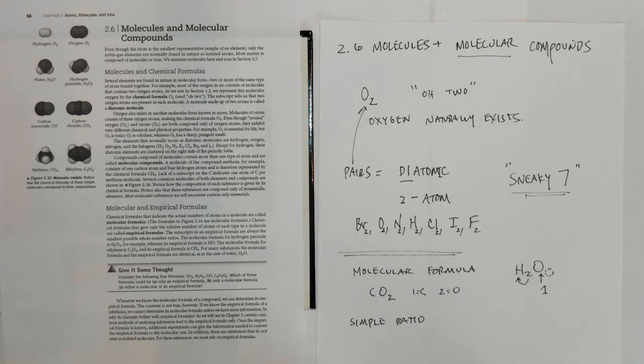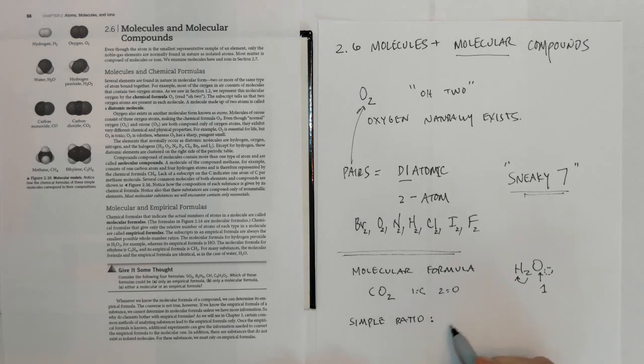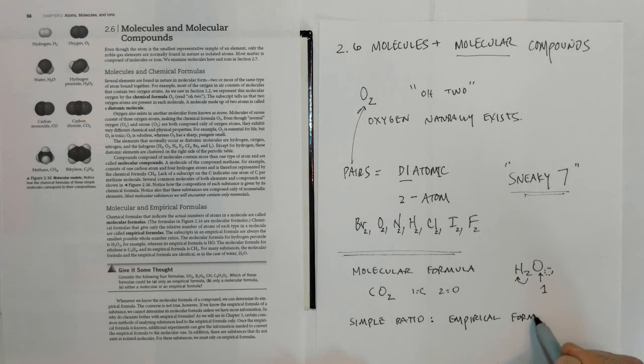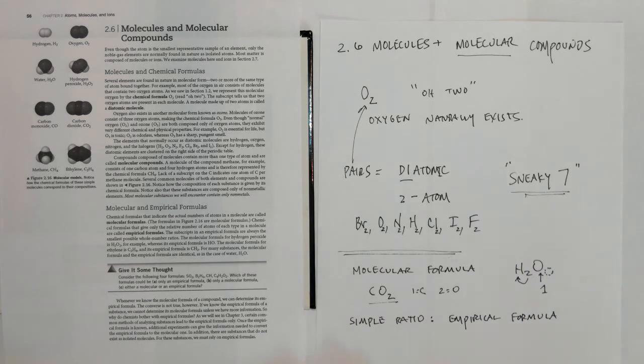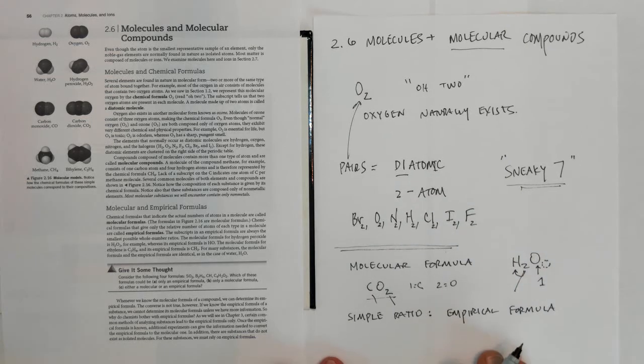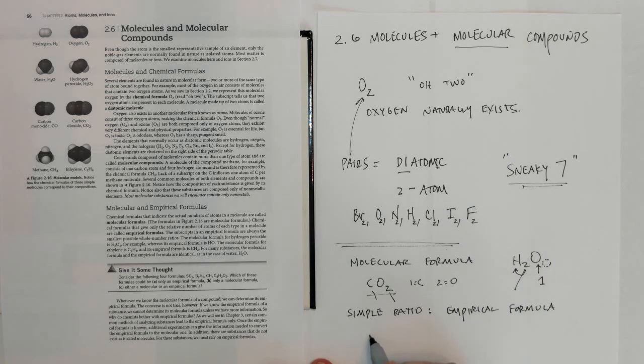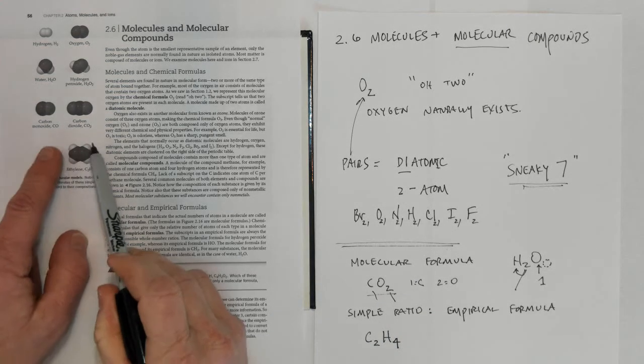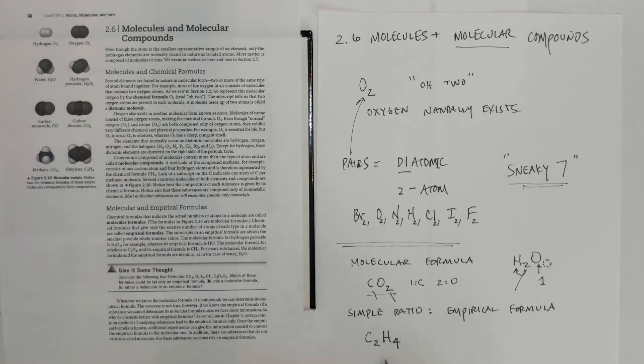The simplest ratio between atoms in a compound is given a special name. This simplest ratio is called the empirical formula. CO2 is an example of an empirical formula where the simplest ratio is 2 to 1. Water is the same thing, where there's a ratio of 2 to 1. There's a compound called ethylene or ethene that's C2H4. There are 2 carbon atoms and there are 4 hydrogen atoms. This would not be an empirical formula though. This would be what's called a molecular formula.